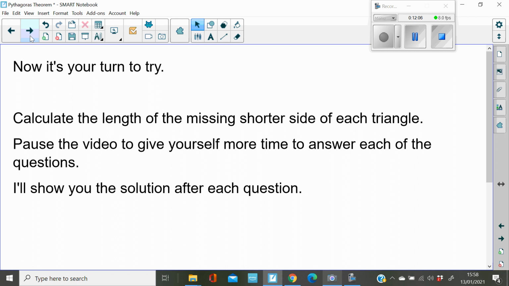Are you going to try this time? Again, you need to pause the video for each one, copy out the working out, fill in the blanks, and then check at the end, see if you've got them correct or not.